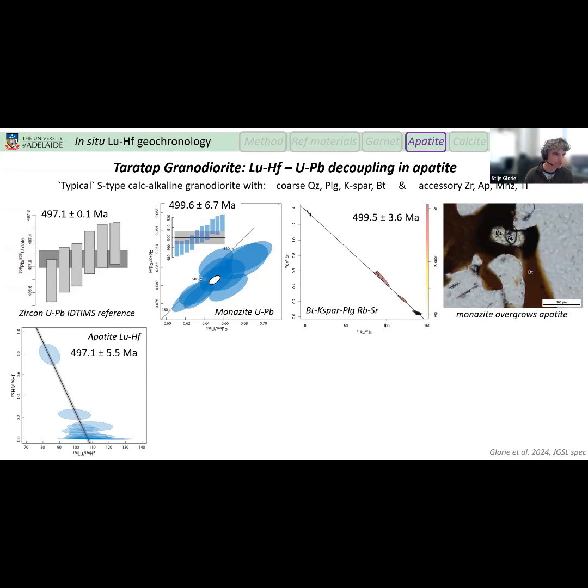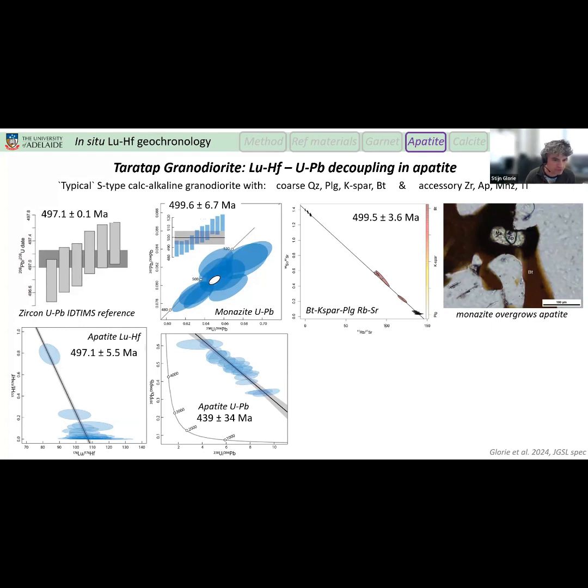Okay, nothing new there. However, what happens if you then use the same apatite grains and apply the apatite uranium-lead method? What we get is this. It's an age that is younger compared to the hafnium age. So it looks like in the same grains, the hafnium and lead systems have been decoupled. And that's quite important to understand, because that means that if you would just have apatites and perhaps no zircons, and you apply this method, you might get an age that does not give you the age of magmatism. It might give you a secondary age.